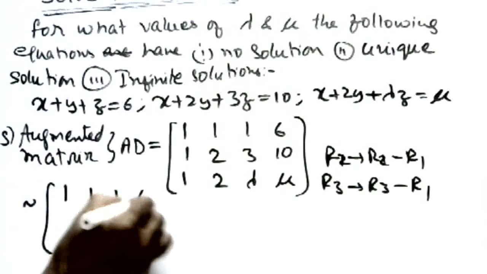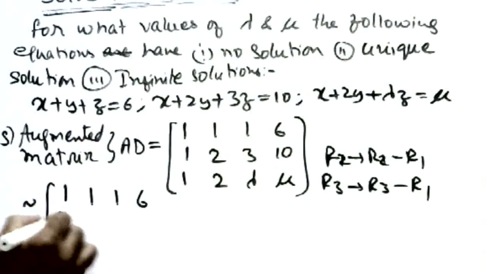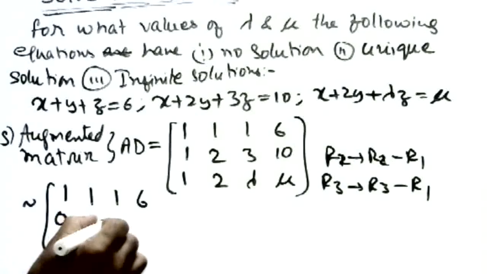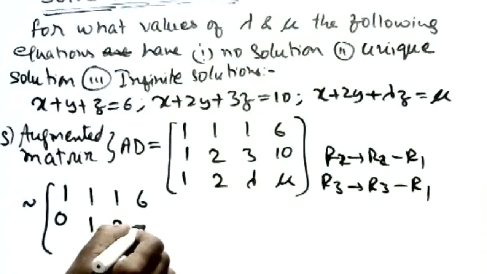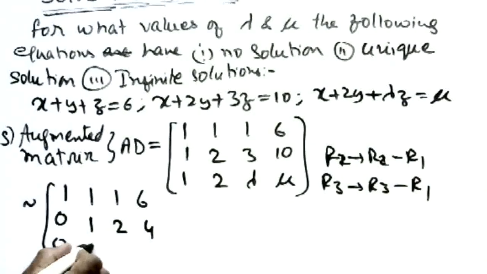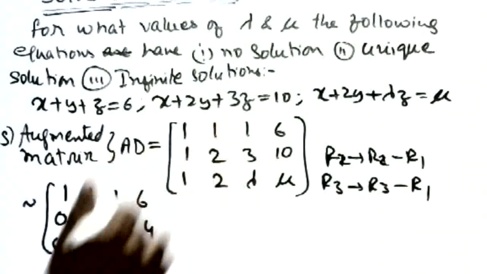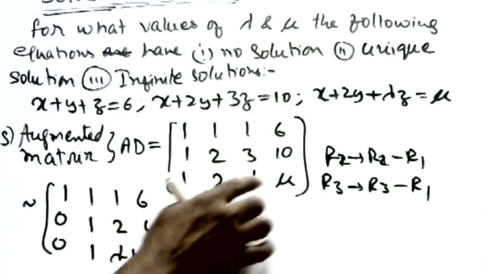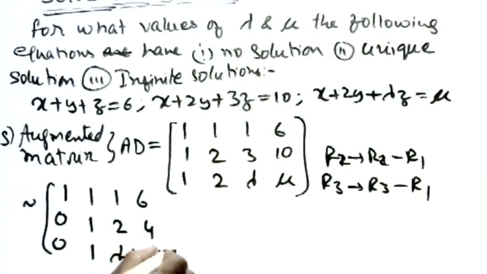So it will change to, first you write as it is, 1 1 1 6. Then 1 minus 1, 0, 2 minus 1, 1, 3 minus 1, 2, and 10 minus 6, 4. Then 1 minus 1, 0, 2 minus 1, 1. This will become lambda minus 1. This will become mu minus 6.